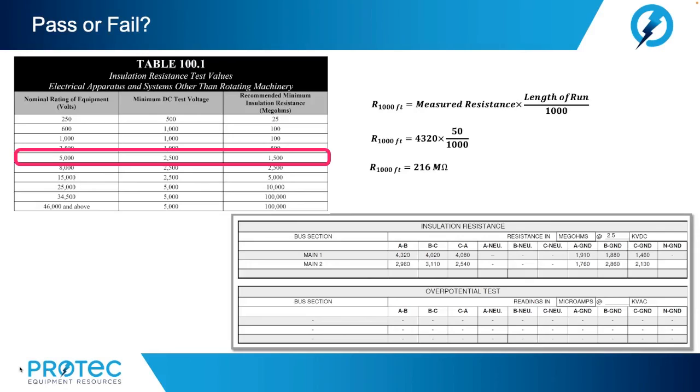NETA recommendation. The highest of the values would only have calculated out to 216 megohms. So again, for the 5,000 class gear, we would want to see 1,500 as the minimum. By applying our correction factor, if this was literally only a 50-foot section, once we applied our correction, we see that we fall significantly lower than the recommended megohm value, and this would have failed.